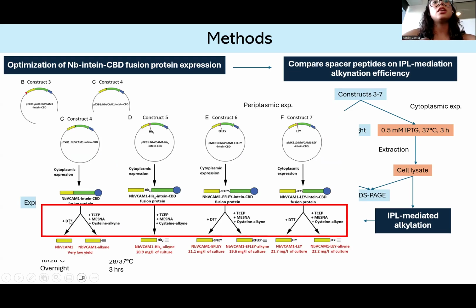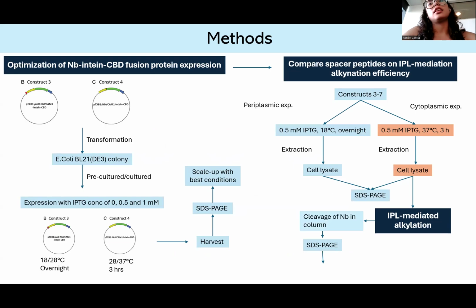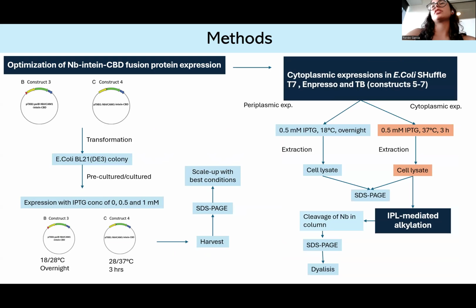Either the buffer has DTT or the buffer has the cysteine alkyne, which is the main interest, but they also add mesna and TCEP, which are meant to allow a better modification of the C-terminal. Then they do the SDS-PAGE of the eluates and dialysis of the nanobodies for them to be more pure.